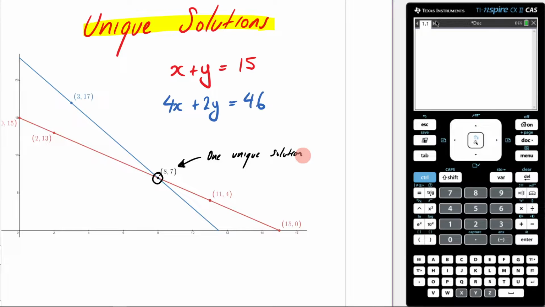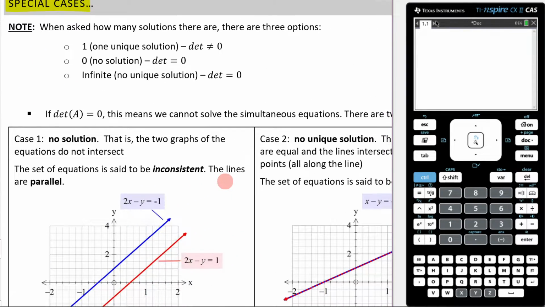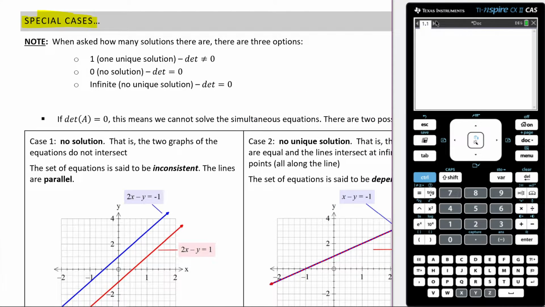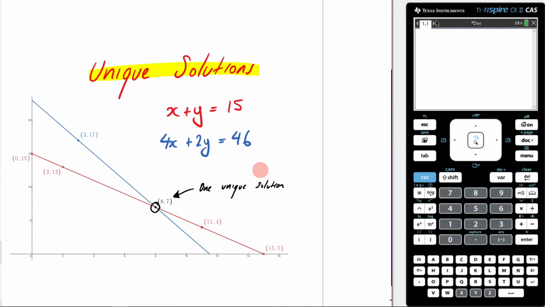But would you agree with me that it's possible to have different situations here? The lines don't necessarily have to look like this. So we're now going to see other scenarios, not necessarily a unique solution scenario. So let's come over here and let's do some reading. Okay. So it says, note, when asked how many solutions there are, three options. One unique solution, and that's when the determinant is not equal to 0. And that's what we've seen over here. This is this situation here.